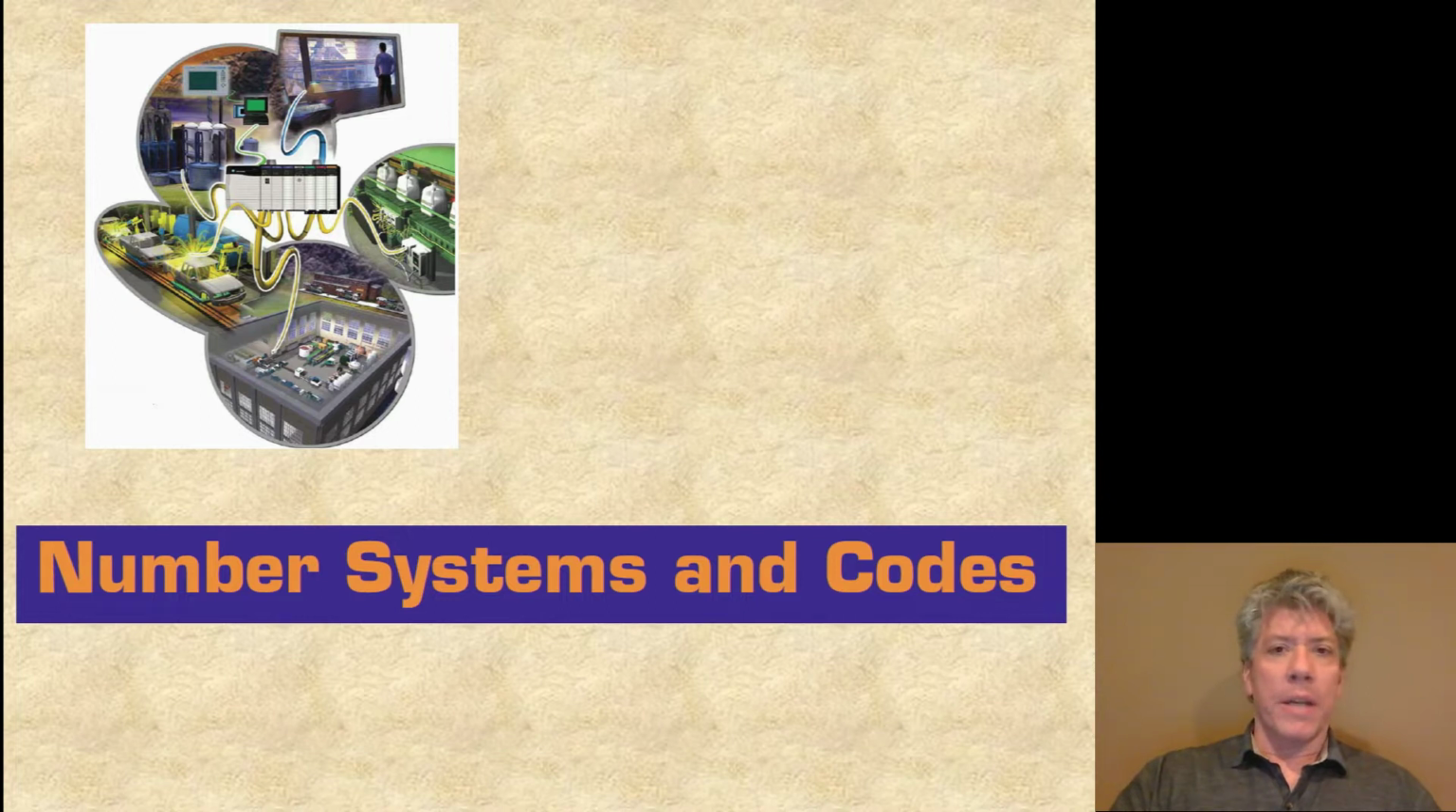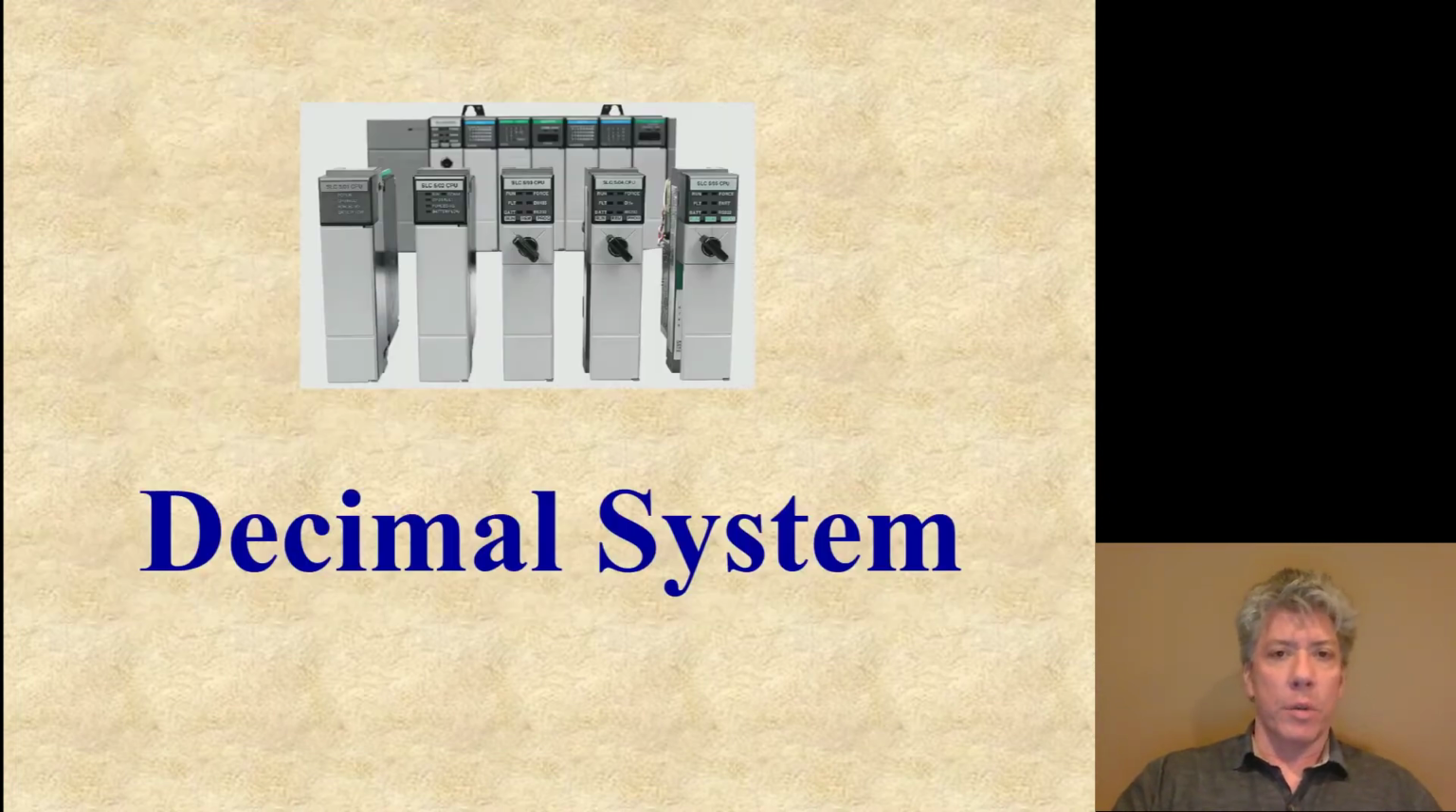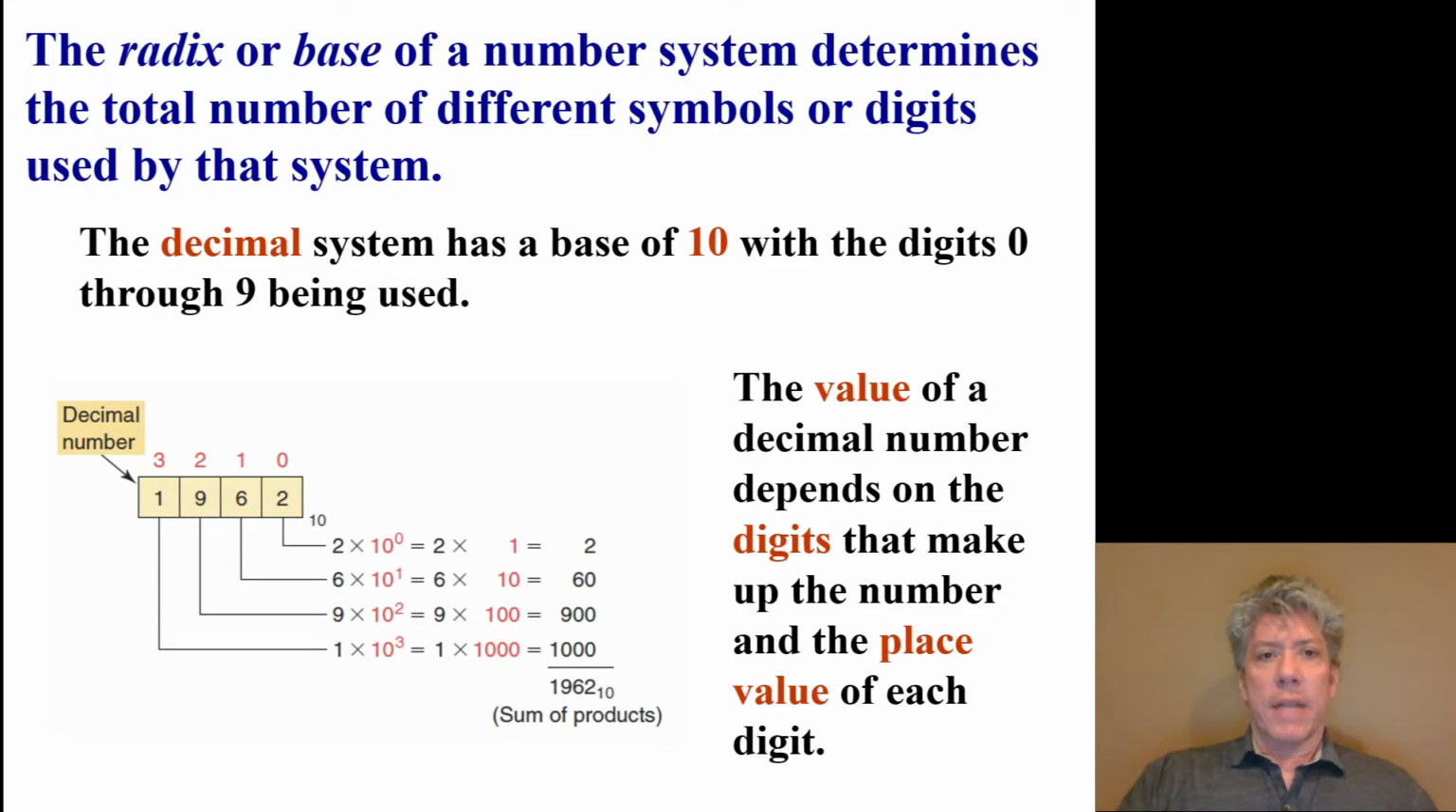So we're going to talk about numbering systems and various codes. We'll start off with the decimal system, which you're already familiar with. You may not think about it, but actually there are 10 different numbers. There are only 10 numbers in a base 10 system. Those numbers are 0 through 9, right? Those are the digits that we use.